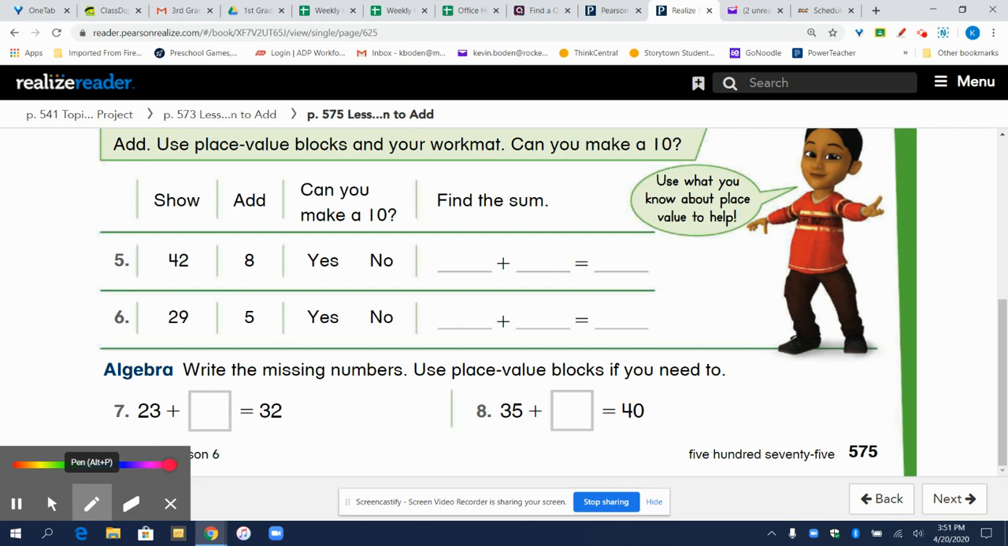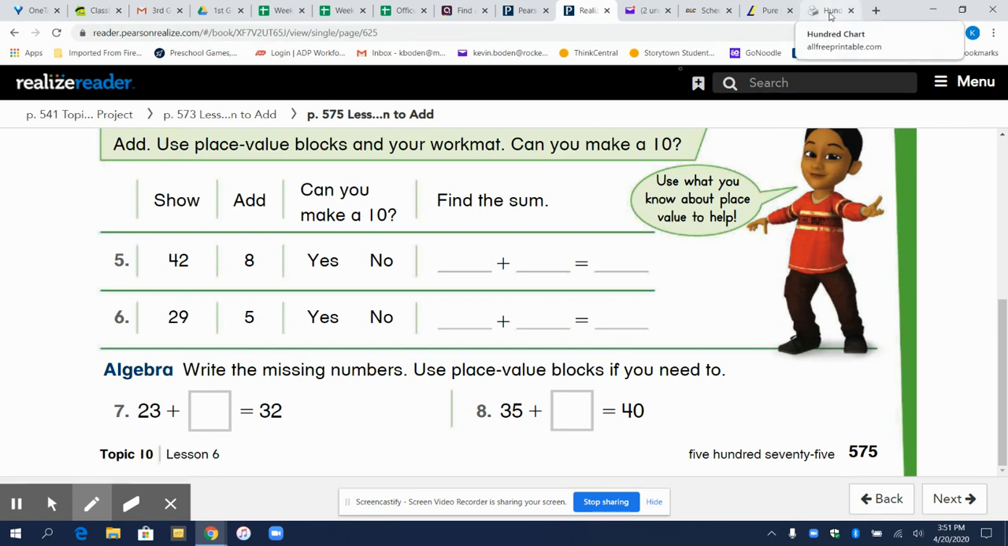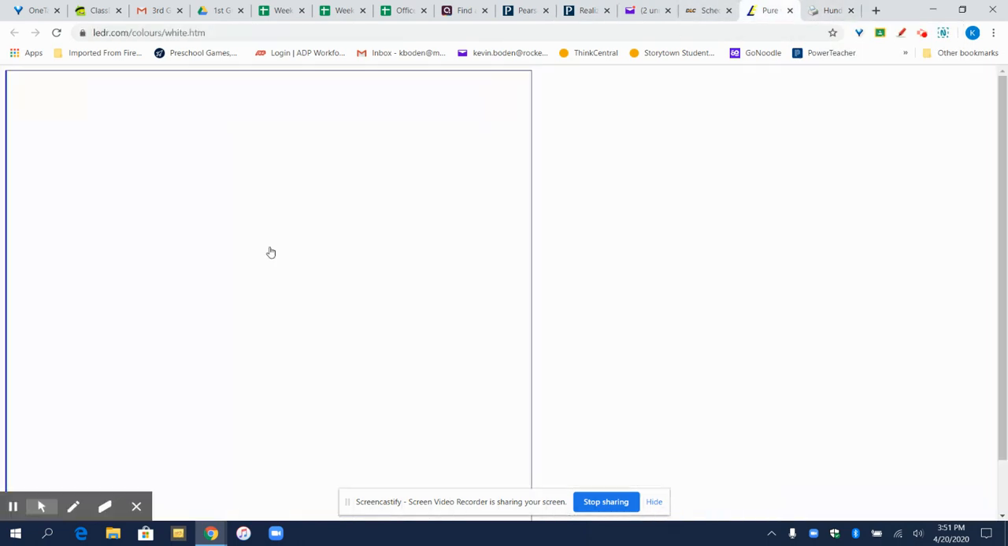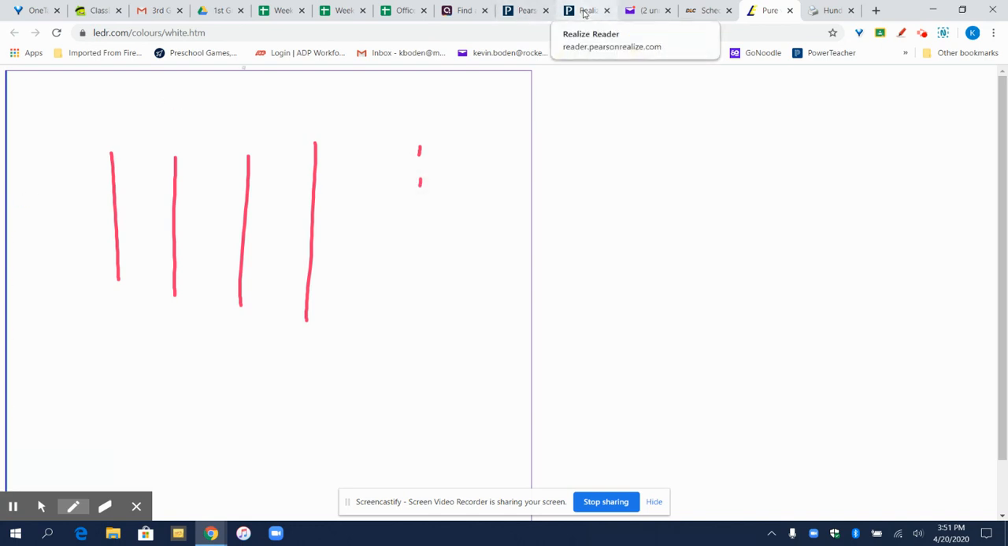So I don't have a work mat on here, so what I'm going to do is get one ready. Our equation says show 42, so that's what I'm going to do. I'm going to show 42 right here. So I'm going to show 10, 20, 30, 40, 41, 42. There goes 42. And if I look back to my other page, what does it say?